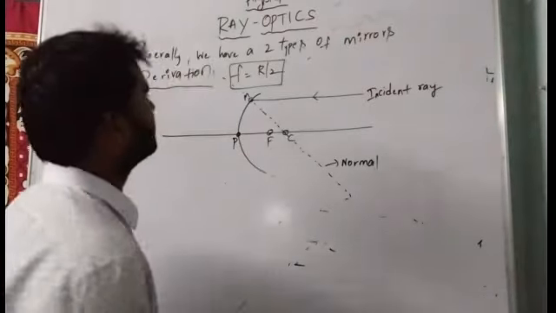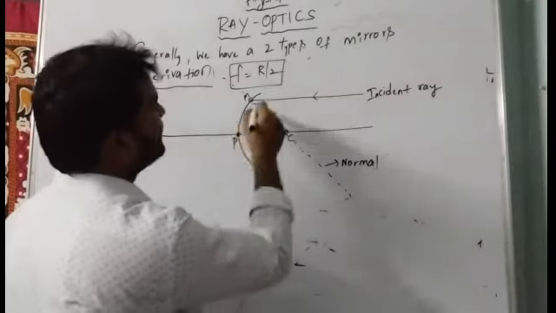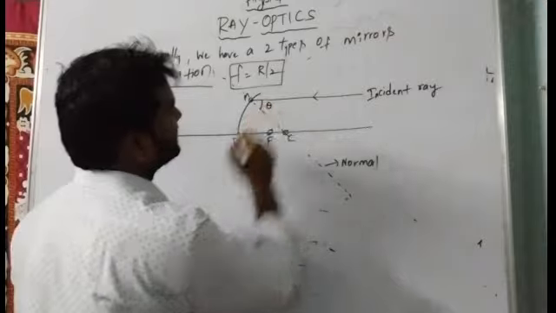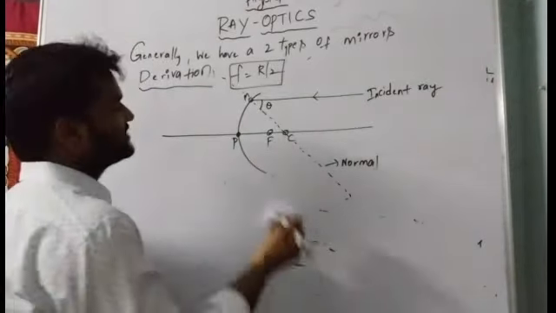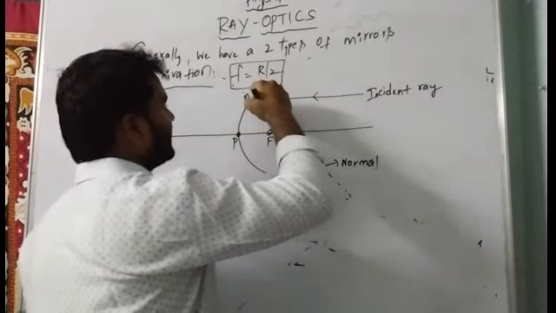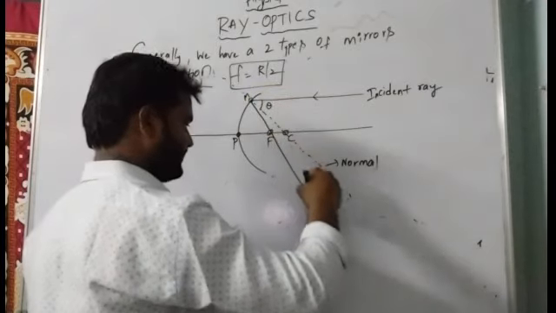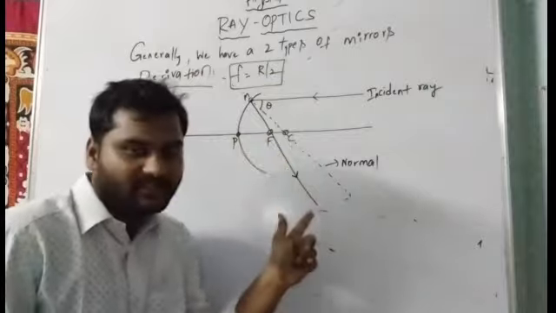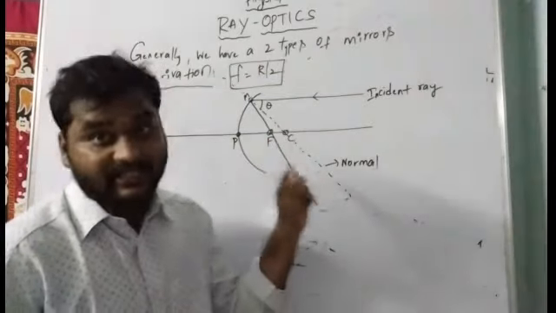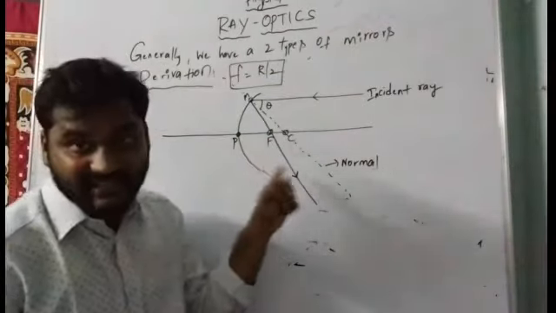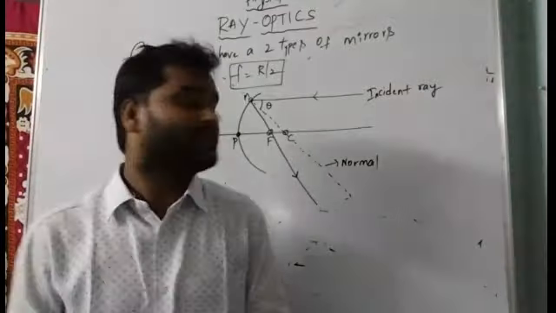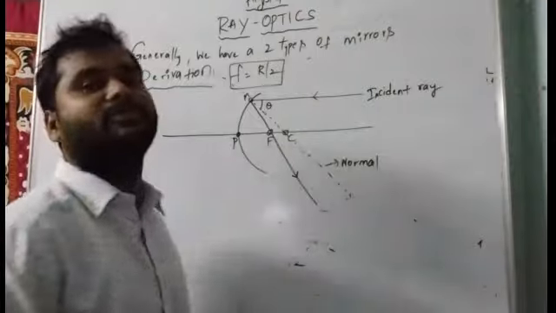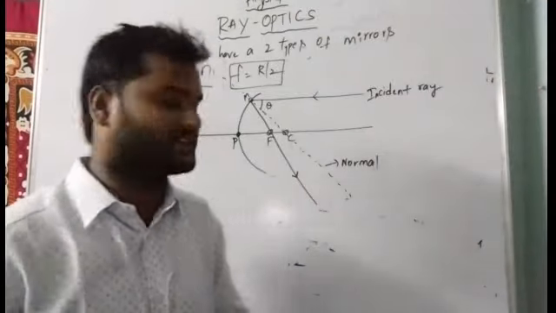See, according to the laws of reflection, what is the angle of incidence here? The angle between the incident ray and the normal is called the angle of incidence. This is called the angle of incidence. Next, this is called the reflected ray. So this is called a reflected ray. Why does the reflected ray come like this? Do you have any doubt? The reason is according to the laws of reflection. Whatever the angle of incidence is, the same should be the angle of reflection.